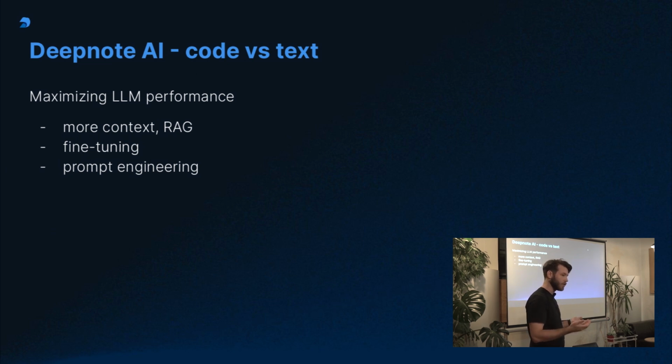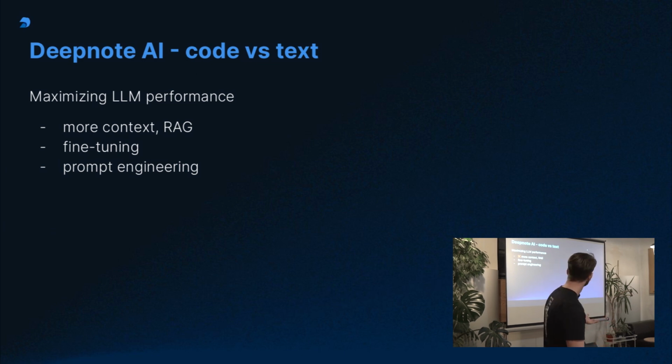So generally there are three ways you can maximize LLM performance. There's more context, also called retrieval augmented generation. That really wouldn't work for us here, because the context window that we had available, we wanted to fill with other data. For example, context relevant to the specific user using Deepnote, your existing work in the notebook that you might have been working on. So that was a no-go.